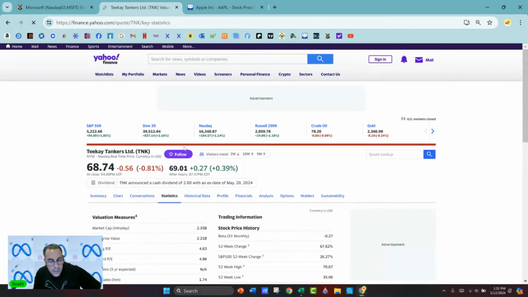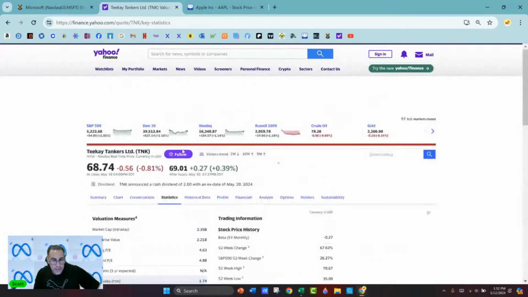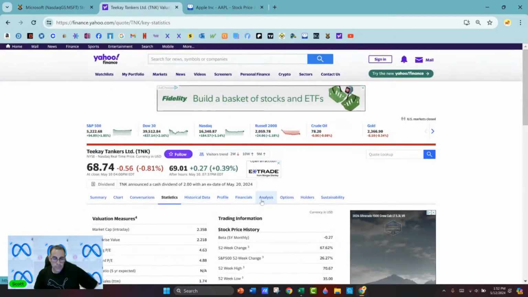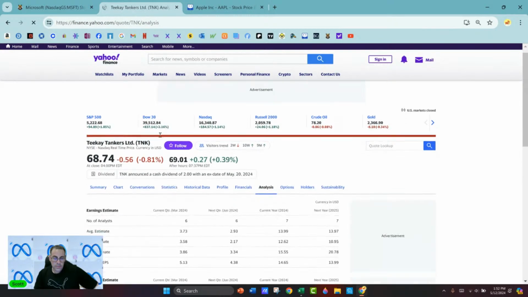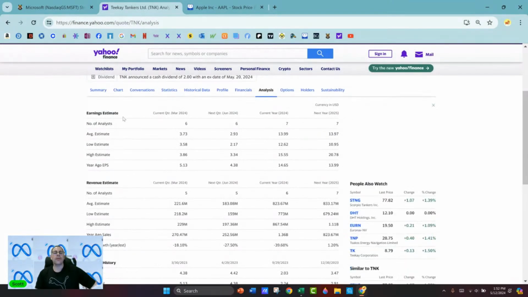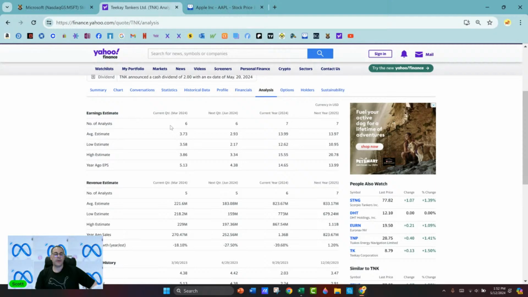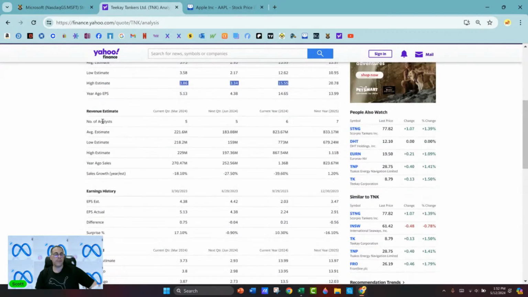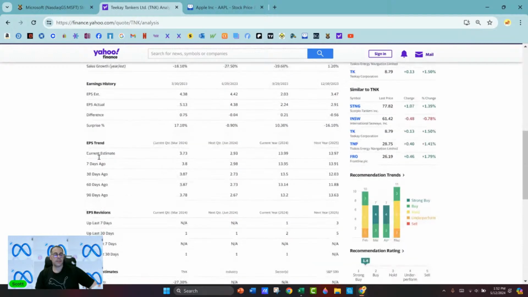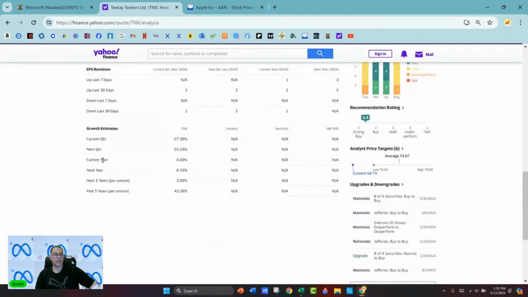I think Yahoo Finance may have analyst projections for the future. Yeah, so they do have earnings estimates in Yahoo Finance, analyst earnings estimates for 2024 and 2025, revenue estimates, earnings estimates, EPS.